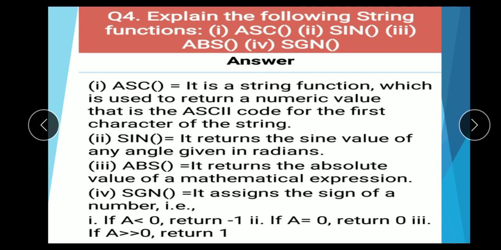Fourth, SGN function. It assigns the sign of a number. If a is less than 0, then it returns -1. Second case, if a is equal to 0, it returns 0. Third case, if a is greater than 0, it returns 1. So this is the SGN function, which returns the sign of a number.